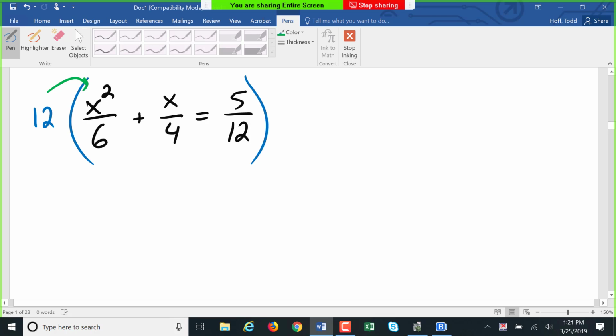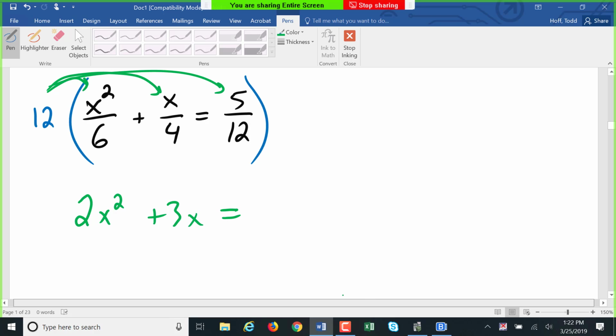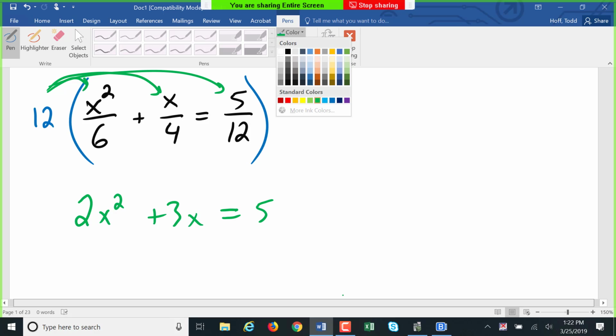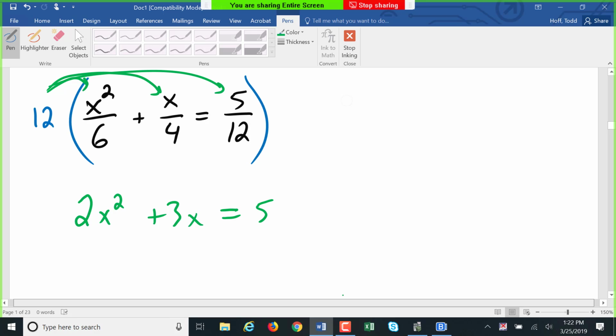2x squared. Good. Multiply the second one, 12 and 4 cancel to give us 3, so that leaves us with 3x equals, and then 12 times 5 over 12 is 5. Now what do we do with that?